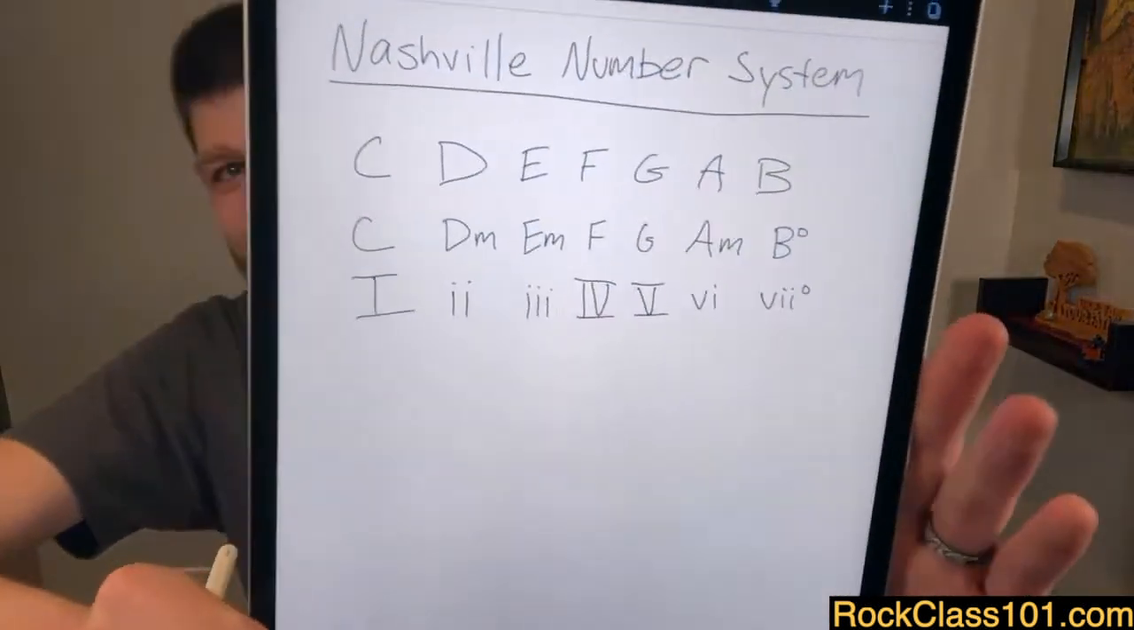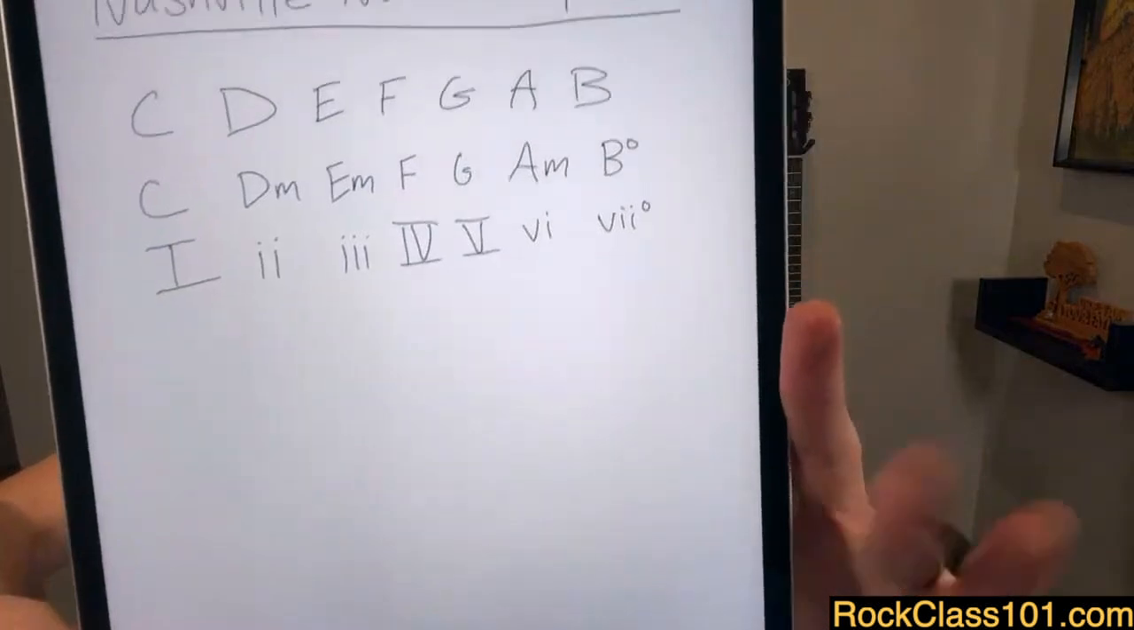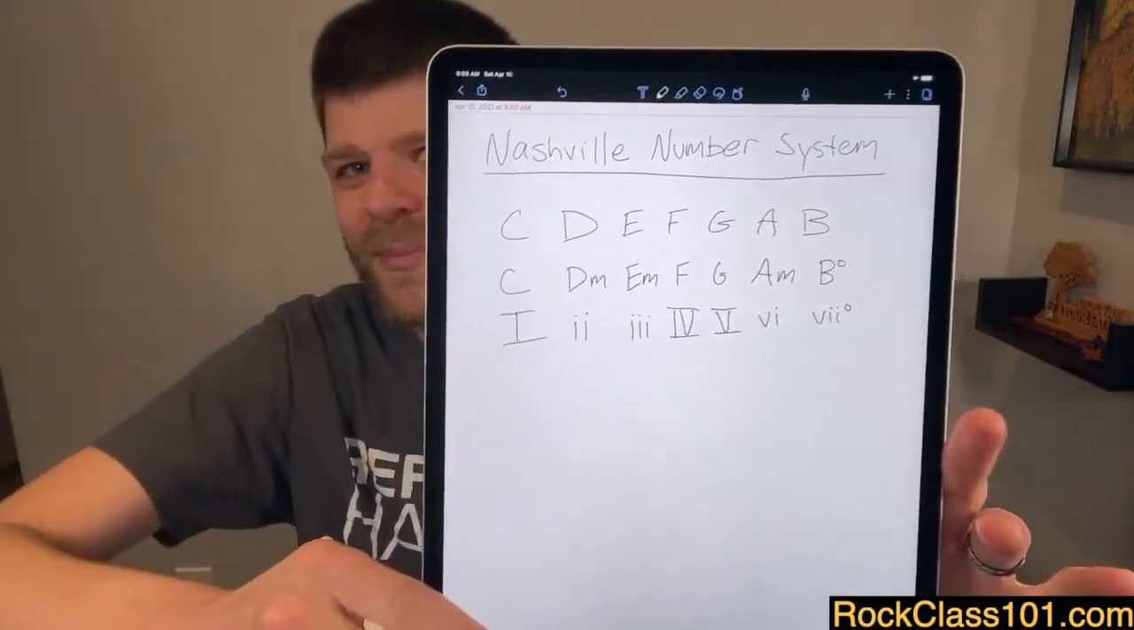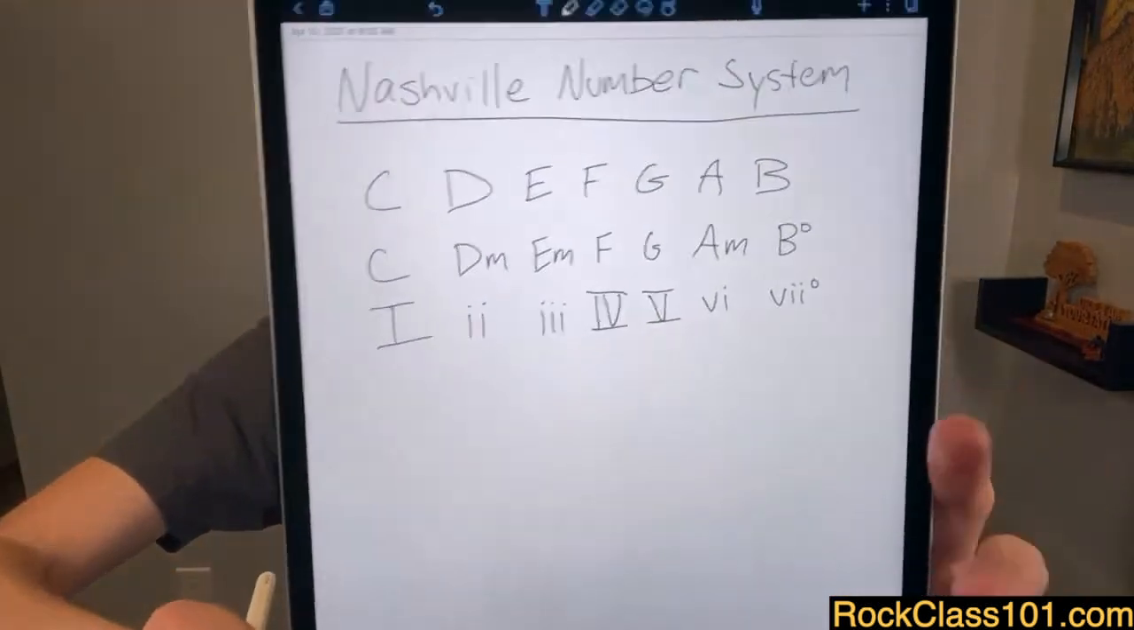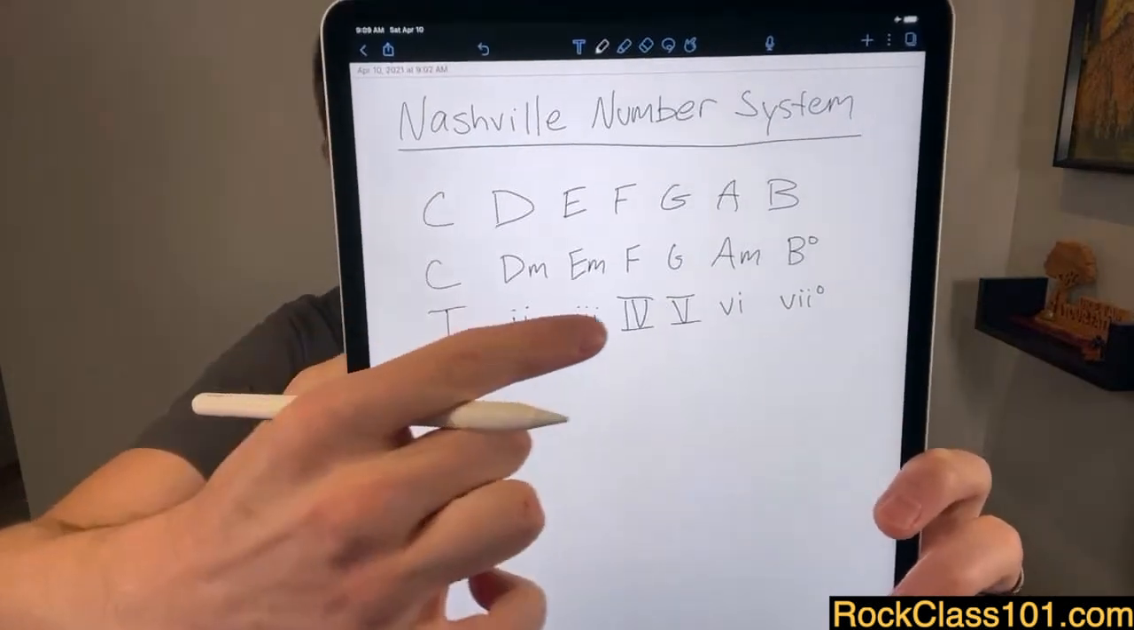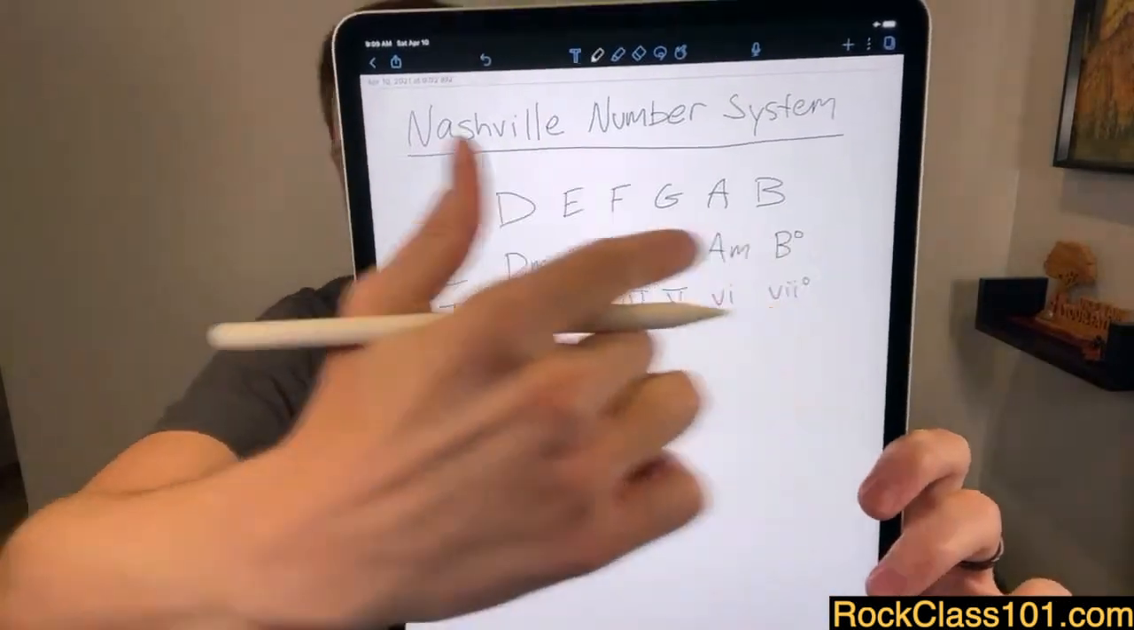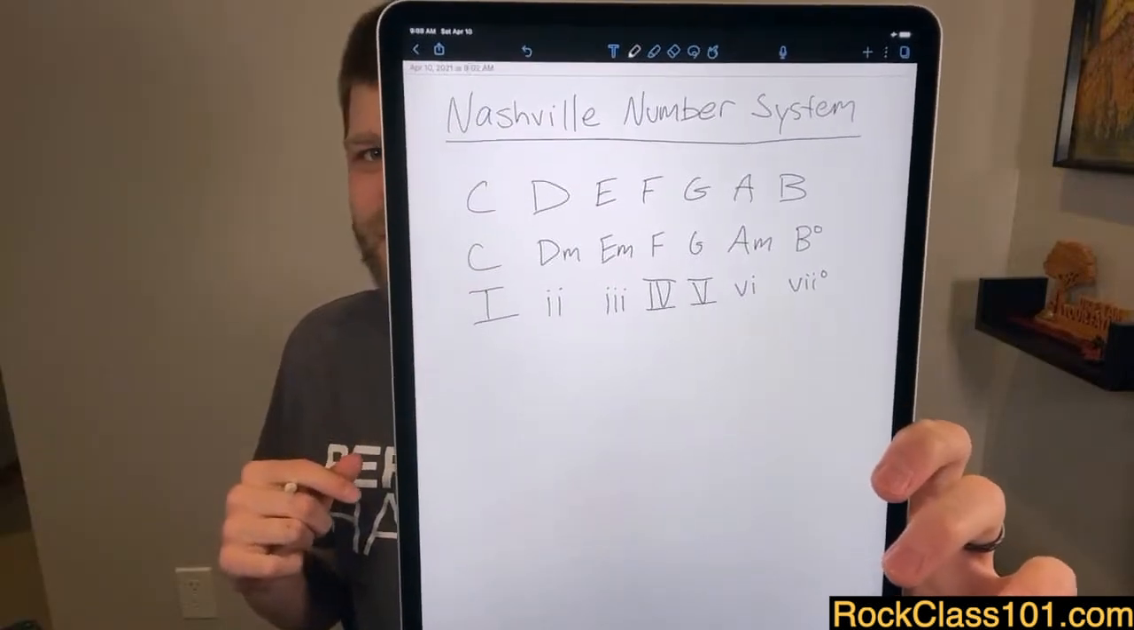If that's confusing to you, don't even worry about it. The odds that you play this 7 diminished are pretty slim compared to the others, so don't worry too much. But you can see now we have these Roman numerals that are associated with this. Now that's pretty cool, right? Well, these Roman numerals start to give you an idea of what a progression can really be. So let's take an example of this.